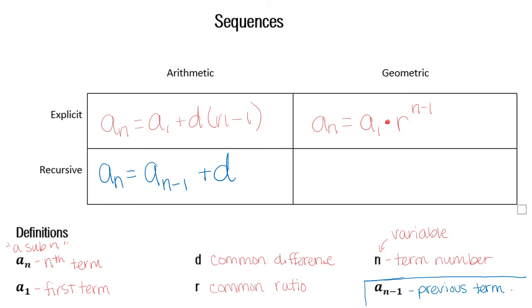Then for geometric, it's equally as simple. A sub n equals a sub n minus 1 times r, the common ratio. And that's it. The recursive formula just takes the previous term and either adds the common difference or multiplies the common ratio to get the next term.